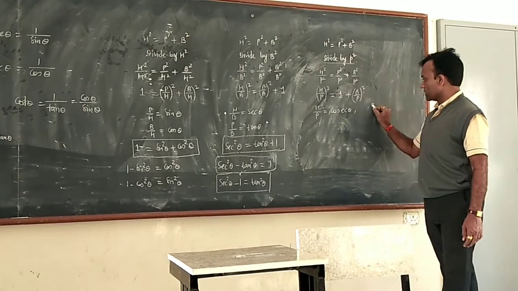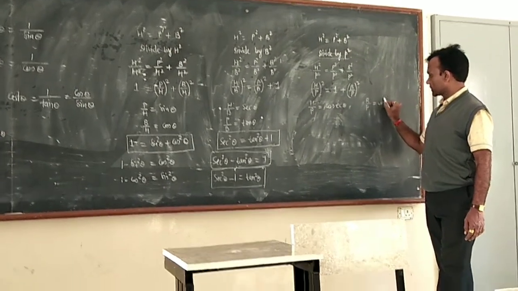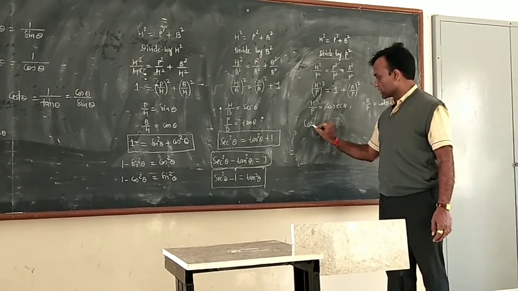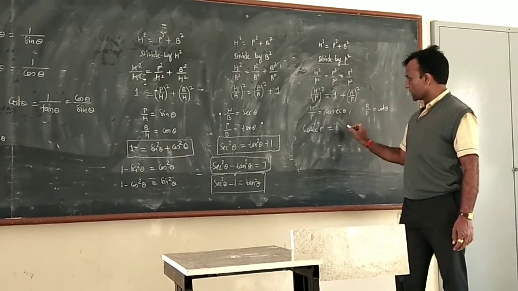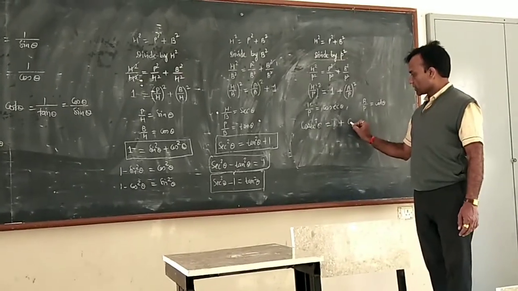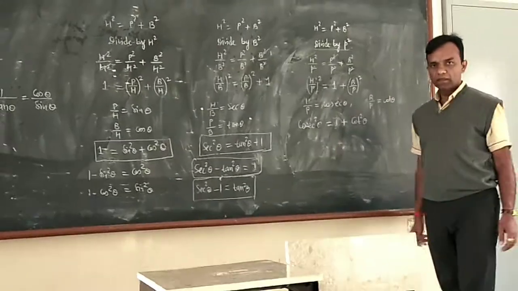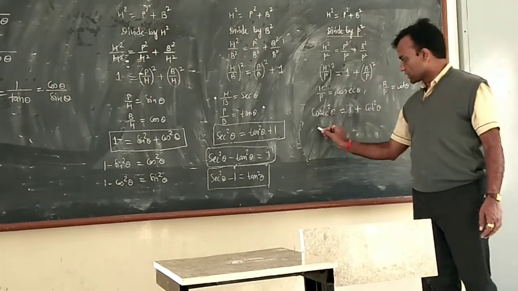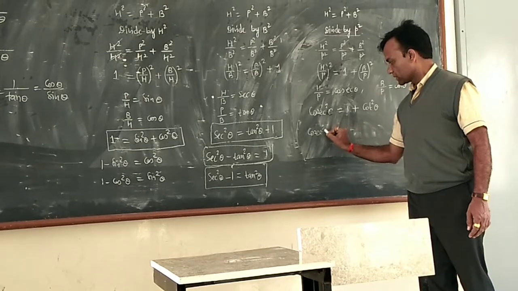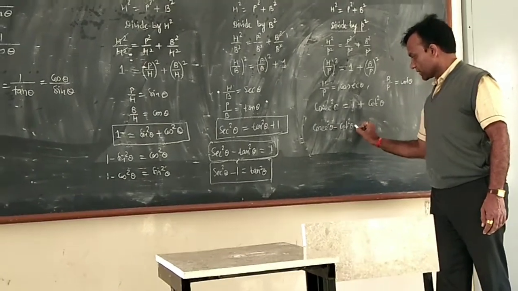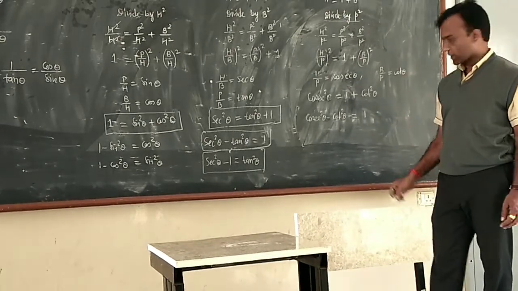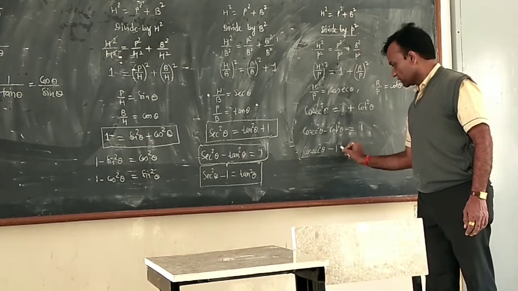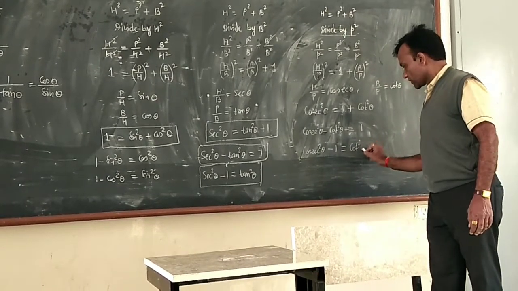Similarly, b by p is cot theta. Now replace the value h by p, which is cosec theta, so you write cosec square theta equal to 1 plus cot square theta. Now, shifting this cot square theta, we can form two more identities. Cosec square theta minus cot square theta is equal to 1. Then cosec square theta minus 1 is equal to cot square theta.